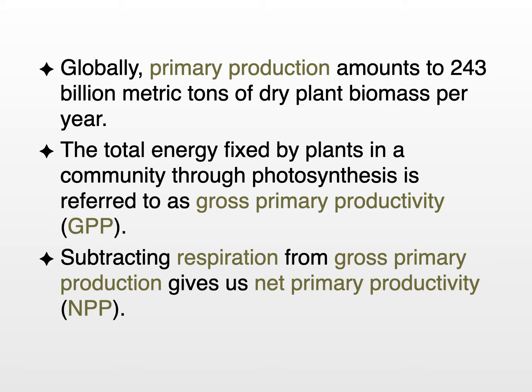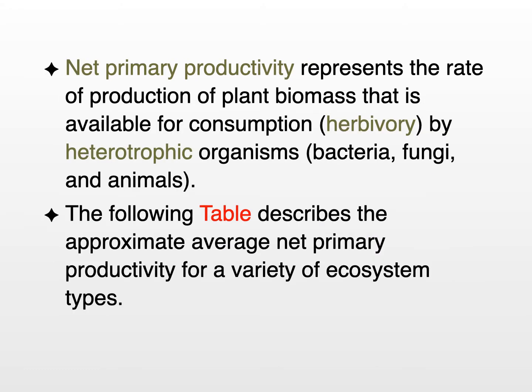Subtracting respiration from gross primary production gives us net primary productivity, NPP. And this is what we can actually measure out in the field. Net primary productivity represents the rate of production of plant biomass that is available for consumption, so by herbivores, or consumed through heterotrophic organisms in decomposition. So we're talking about bacteria, fungi, and animals. The following table describes the approximate average net primary productivity for a variety of ecosystem types.